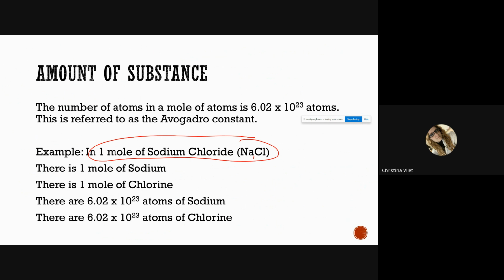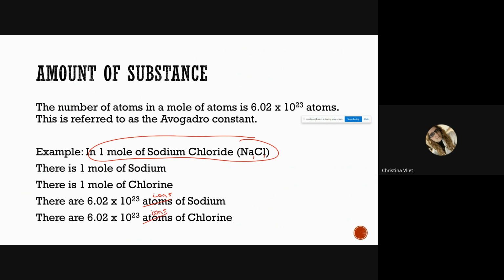1 mole of sodium. You agree with that? 1 mole of chlorine. You agree with that? 6.02 times 10 to the 23rd. I actually am looking at this. Wouldn't it be sodium ion? I think that's ion, because it's NaCl. Ions of sodium and ions of chlorine. That's ion. So, better word there.